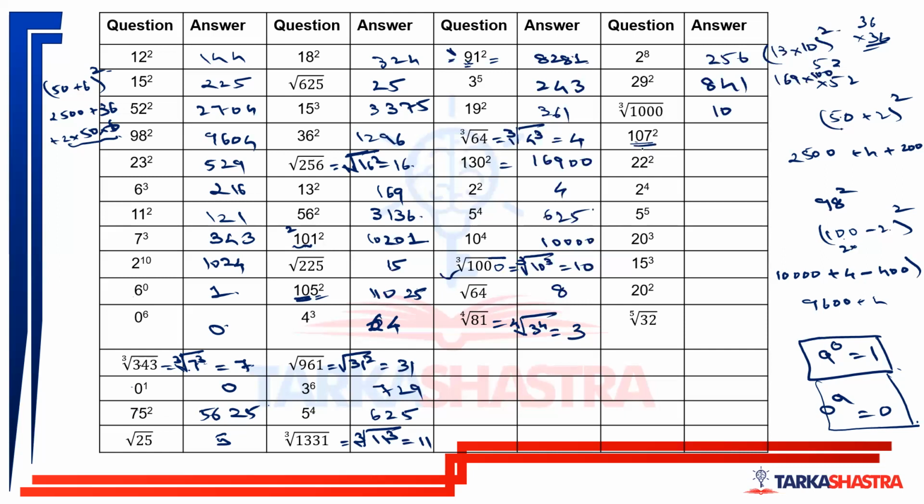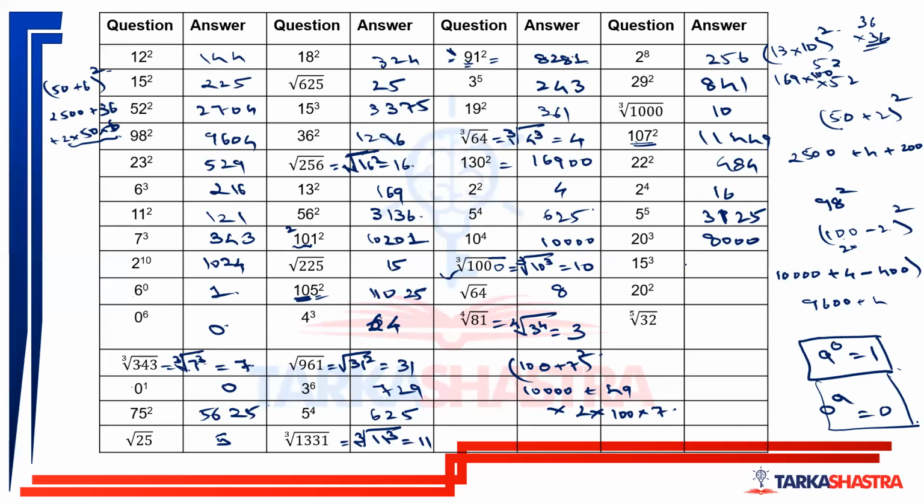107 square. How will I do it? 100 plus 7 square: this is 10,000, this is 49, and this is 2 into 100 into 7, that is 1400. So that is 11,400 plus 49, which is 11,449. 22 square is 484. 2 raised to 4 is 16. 5 raised to 5 is 3125. 20 cube is 8,000.